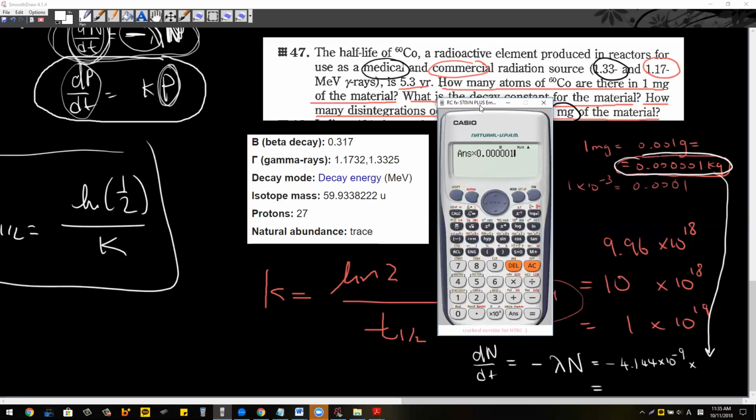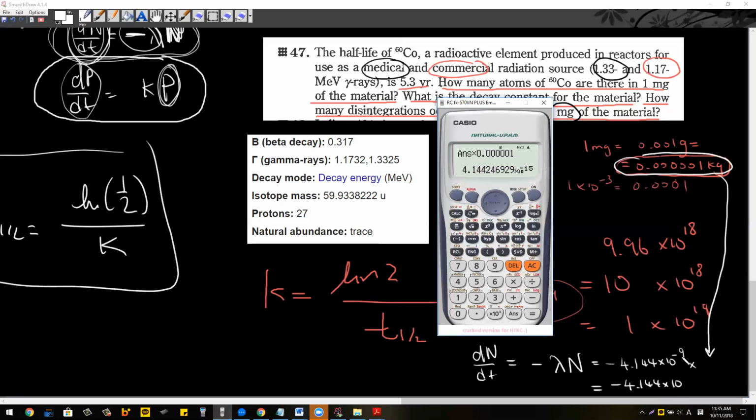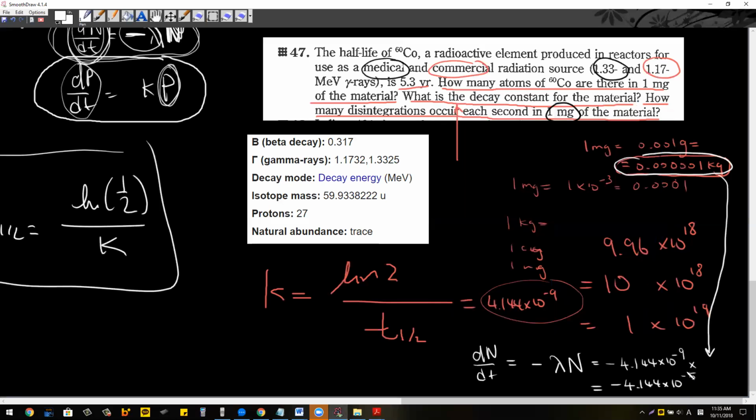Then this will be negative 4.144 times 10 to the power of minus 15. And you know what the unit is? This is kilograms per second, because this was in kilograms and this is in seconds. So what you're getting is you're losing that many kilograms every second.